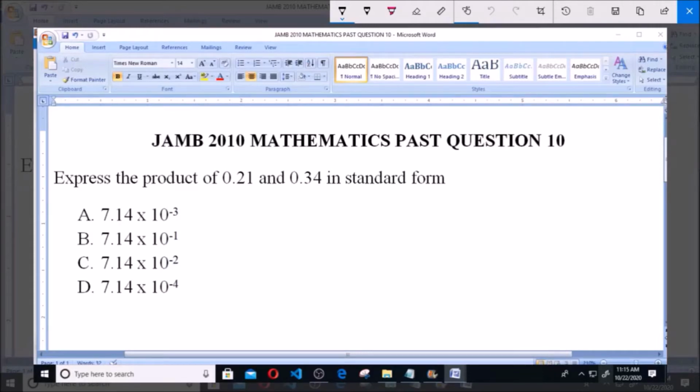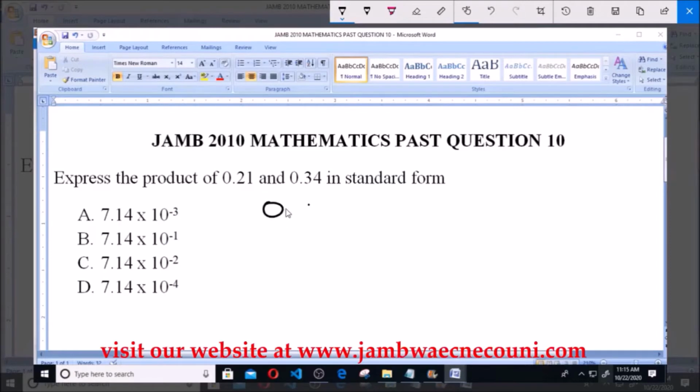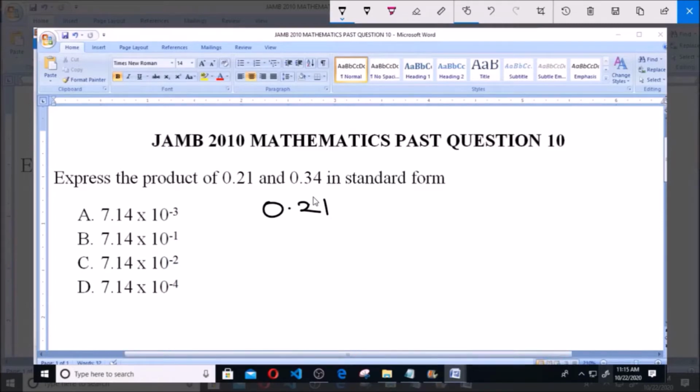Now let's express this product of 0.21 and 0.34 in standard form. Now 0.21 multiplied by 0.34 will give 0.0714. Now 0.0714 in standard form. Standard form is just a way of what? Writing small numbers or large numbers, writing them in a simplest form.